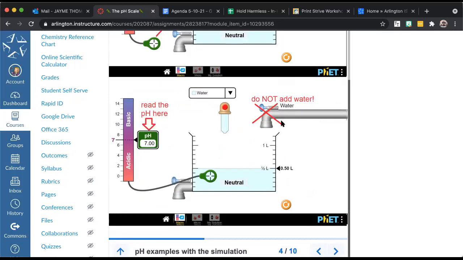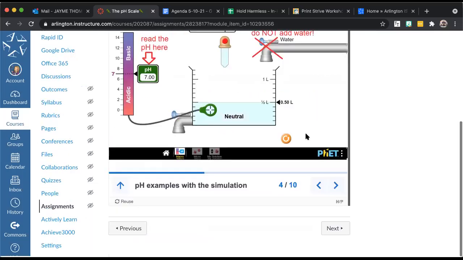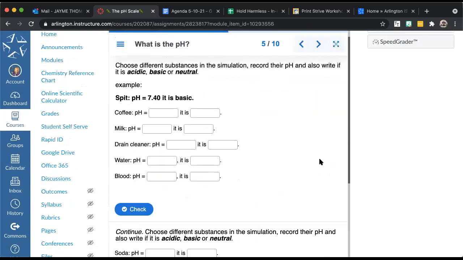Towards the end, it's going to ask you to add water and make some observations. But for most of this, you don't want to add water, because adding water is going to dilute it, and that's going to affect the concentration, which will then affect the pH. Okay. So once you have it all set up, it's going to ask you to choose different substances, record their pH, and then you're going to determine, are they acidic, basic, or neutral?